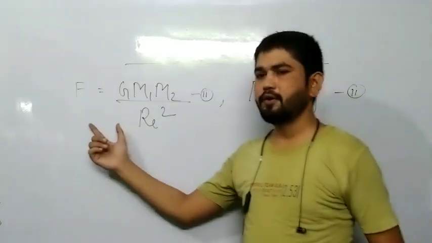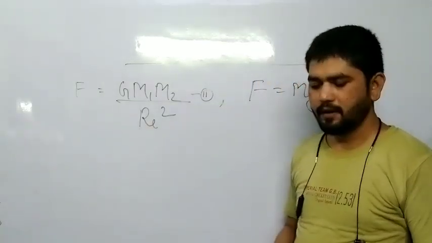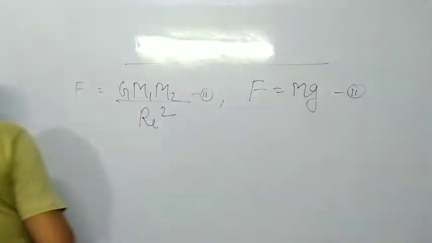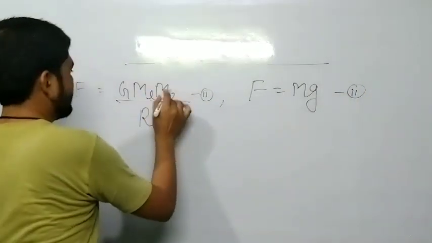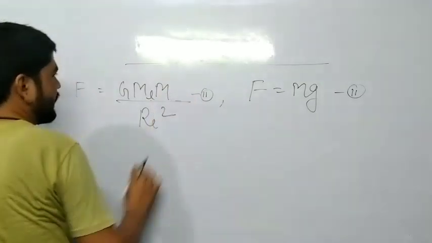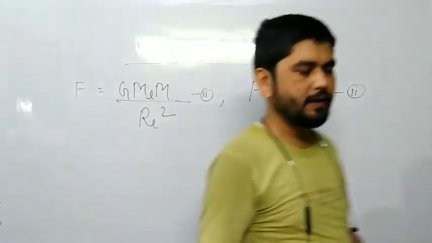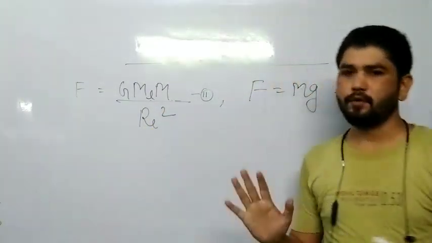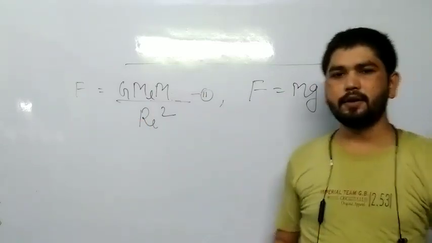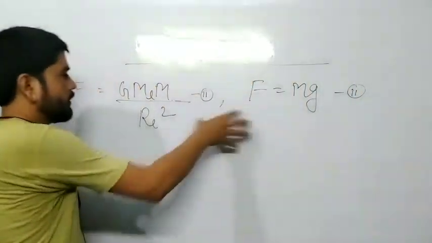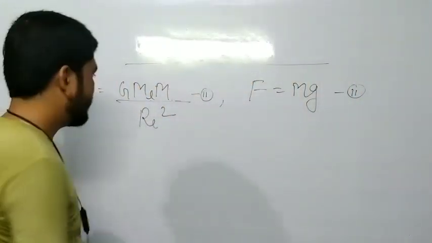So students, we have two equations. F is equal to G M E M upon R E square, and the second one, F is equal to mg. Got it? So by the first and second equation, we can equate both, because equal things are equal to each other according to axiom 1.